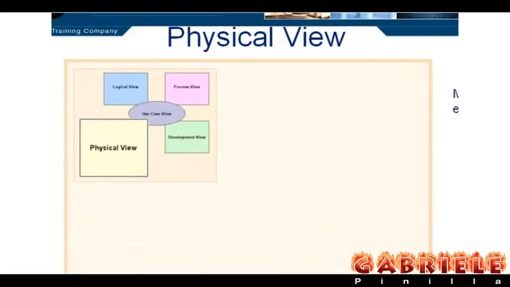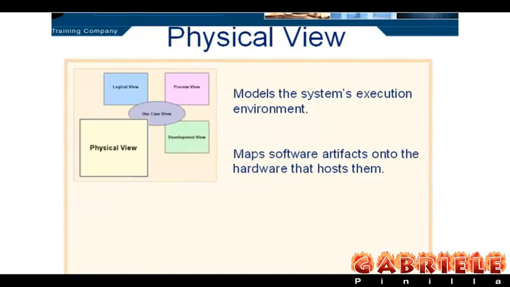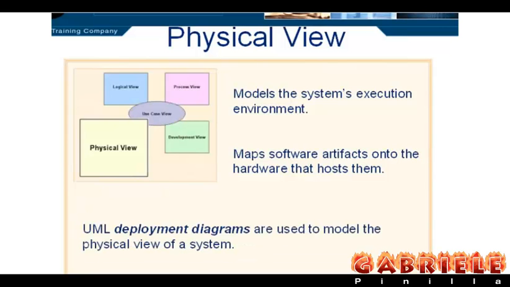Next is the physical view, and this view models the system's execution environment. The physical view is where you map software artifacts onto the hardware that hosts them. UML deployment diagrams are used to model the physical view of a system.